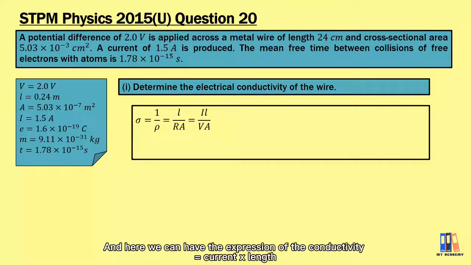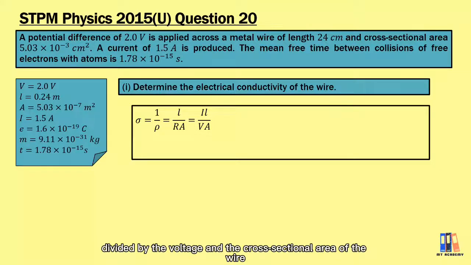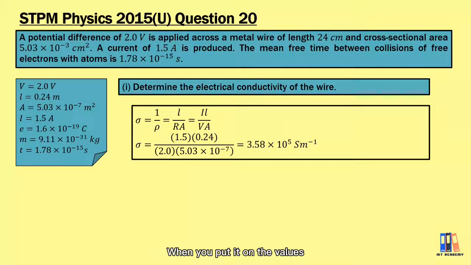And here we can have the expression of the conductivity equal to the current multiplied by the length divided by the voltage and the cross-sectional area of the wire. So when you put in all the values, you should get the answer of 3.5 multiplied by 10 to the power 5 Siemens per meter.